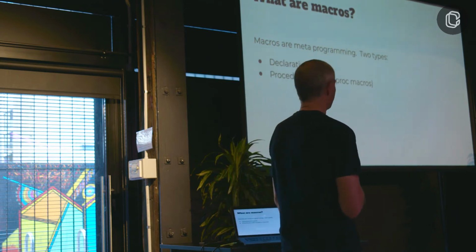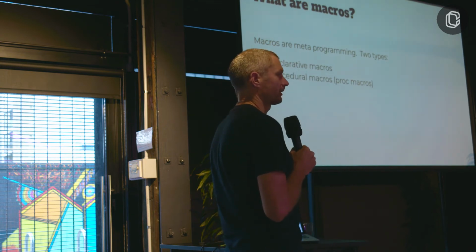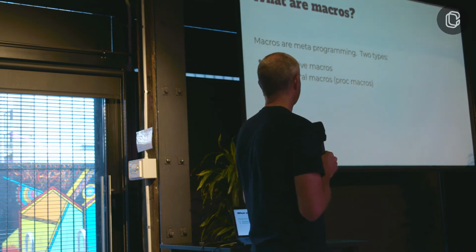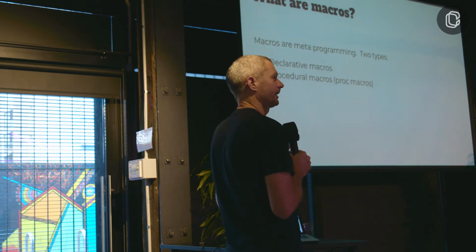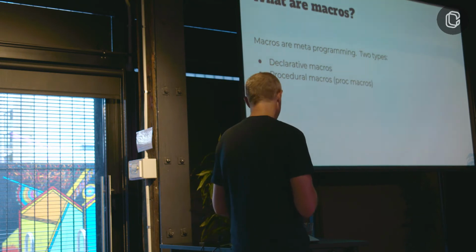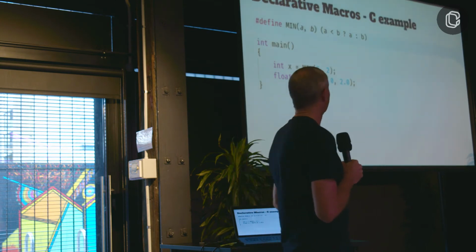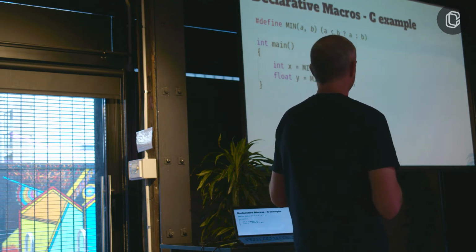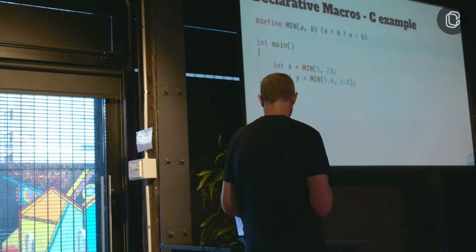So there are two types of macros. One is declarative macros, and the other one is procedural macros, or proc macros. Declarative macros are the simpler version, and procedural macros are a whole other programming language in itself, almost, and very, very powerful, and you can do some interesting things with them. So I'll go through the declarative macros in a bit more detail, but I'll show you just some high-level examples of what's capable with proc macros.